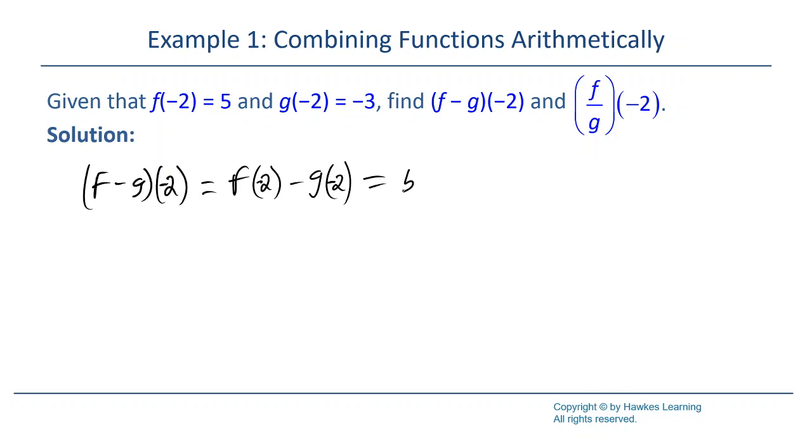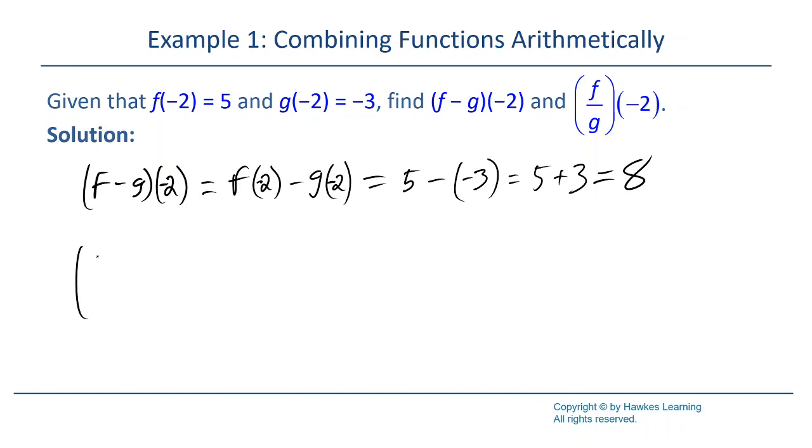So f of negative 2 is 5 minus g of negative 2, which is negative 3, which becomes 5 plus 3, which has a function value of 8.